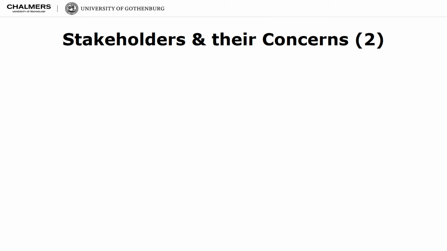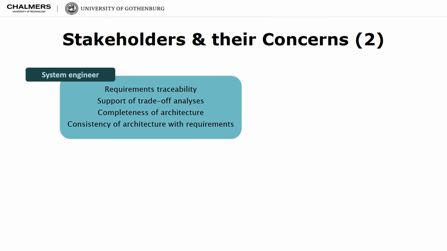Stakeholders and their concerns. In addition to users and customers, there's a group of engineers and people involved in the construction of the system that also have concerns. For instance, a system engineer is concerned in requirements traceability, completeness of the architecture, and consistency of the architecture with requirements. Then there's a developer.